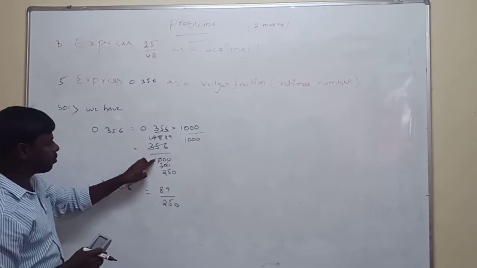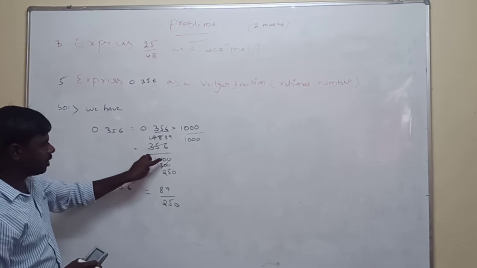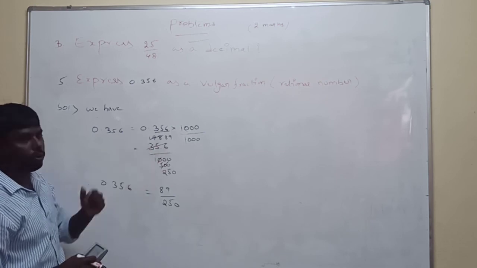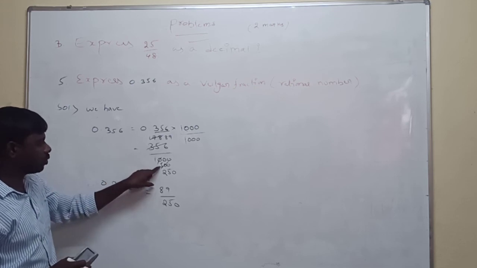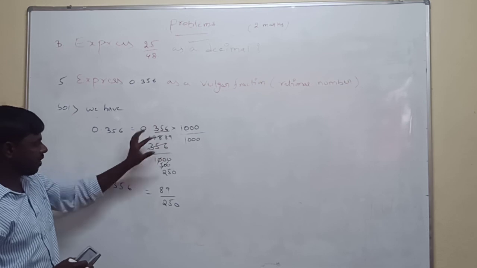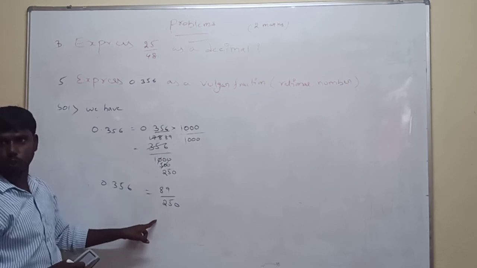So this number is divisible by 2. 2 5s are 10, so 2 zeros as it is. 356 divided by 2 means 178 you should get. Then again you should do the division by 2. So 250, and the numerator answer is 89. The final answer is 89 by 250.